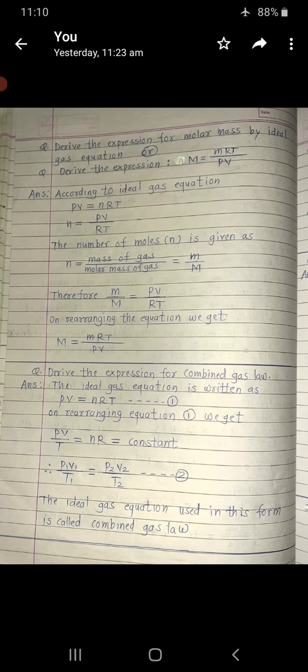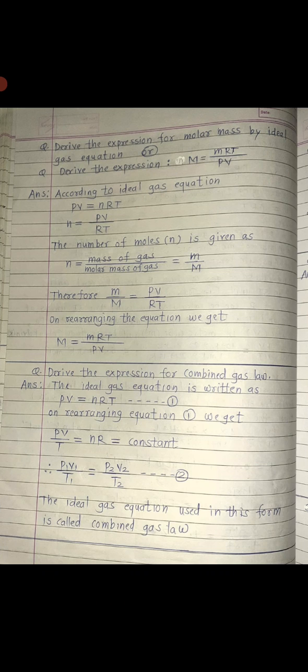Therefore, P1V1 upon T1 is equal to P2V2 upon T2. That is equation number 2. The ideal gas equation used in this form, PV is equal to nRT converted into P1V1 upon T1 equal to P2V2 upon T2, is called combined gas law. Okay.